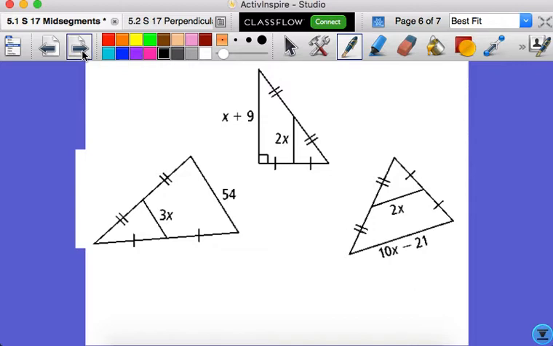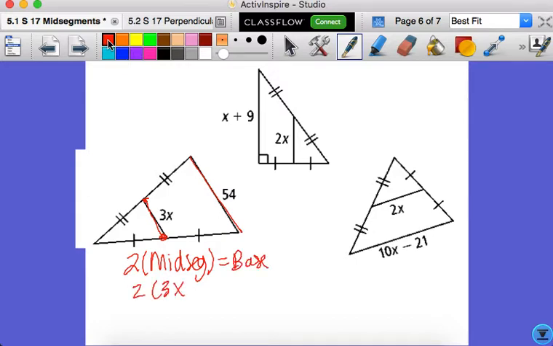So that is property 1 of our mid-segments. This is property 2. So remember, we have two options here. We can either double this mid-segment, which allows us hopefully to avoid using fractions, and set it equal to the base, or we can cut the base in half, which might give us some decimals and fractions from time to time, and set it equal to the mid-segment. So typically I'm going to do double the mid-segment equals the base. So if I double 3x, then it equals 54. So if 6x equals 54, then all I need to do is divide by 6, and I end up with an x value of 9.